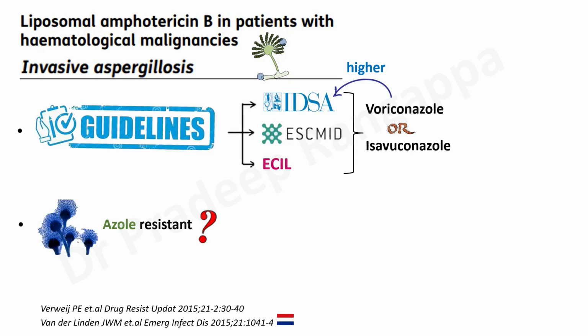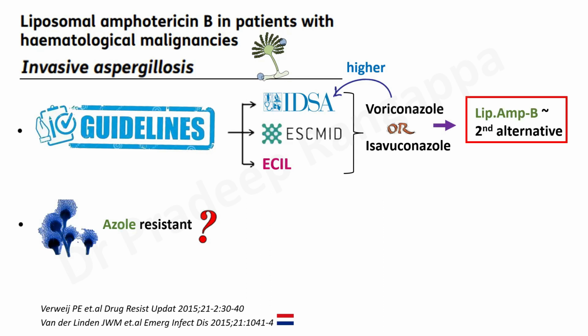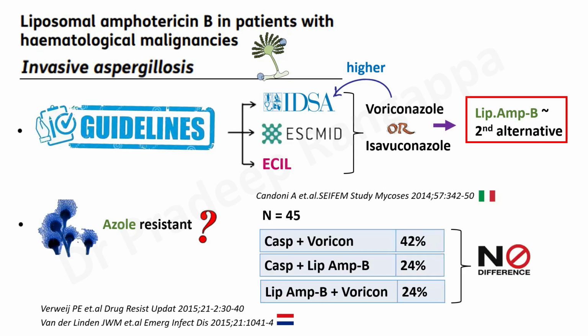Now the question is, there is azole resistant aspergillus also, which is evolving, reported from Dutch studies. If there is resistance, then liposomal amphotericin B becomes the second alternative. There are certain studies which have looked at combination. This was an Italian study, the SEIFEM mycosis study, where they looked at the usage of combination in azole resistant aspergillosis. They used combinations like caspofungin with voriconazole in 42%, caspofungin with liposomal amphotericin in 24%, and liposomal amphotericin with voriconazole, and they found no difference in any of the combinations.